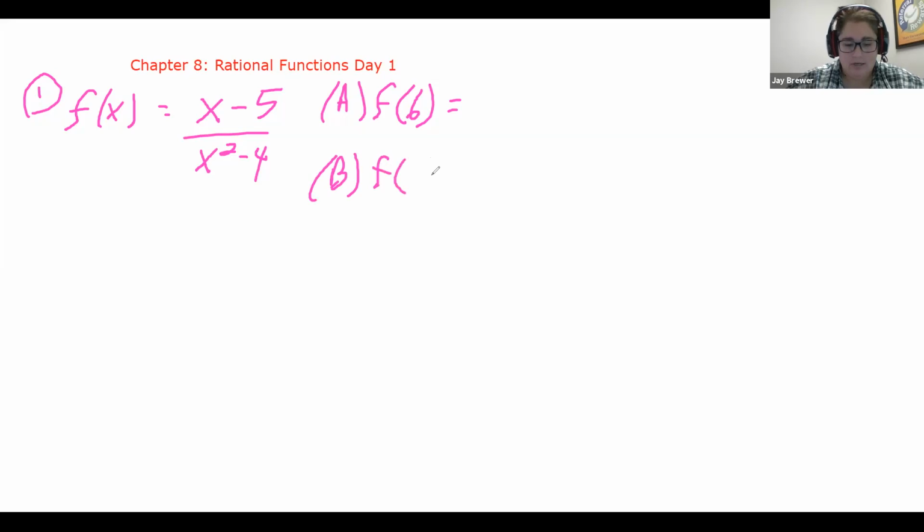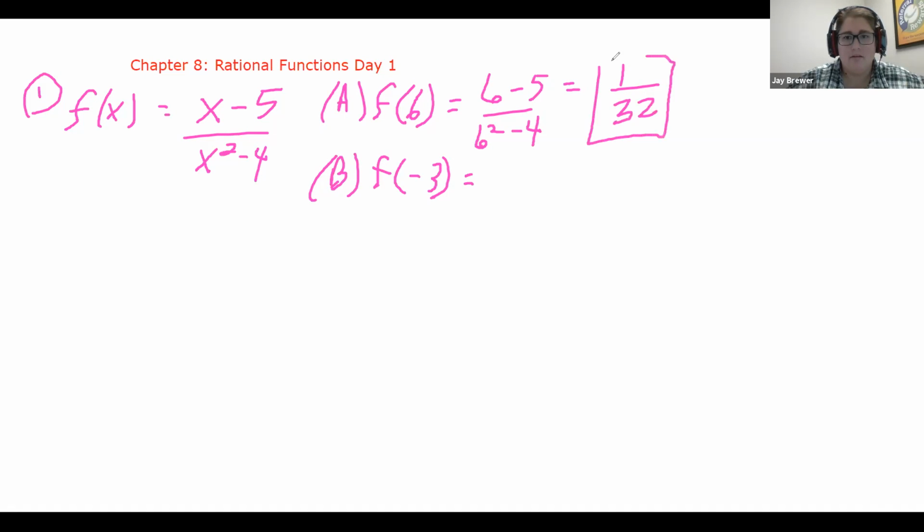The first number we're going to plug in is 6. The second one we're going to do is -3. If we plug 6 in, we get 6 minus 5 on top, which we should all know for sure. And then 6 squared minus 4 on the bottom. That ends up being 36 minus 4, so we get 32. Okay, so there is the first one.